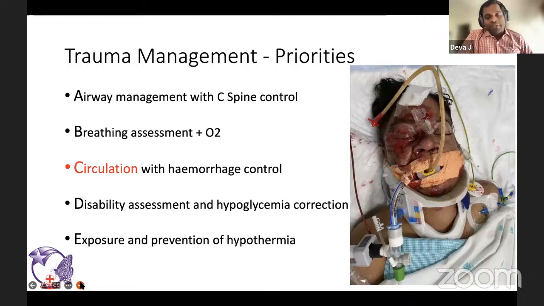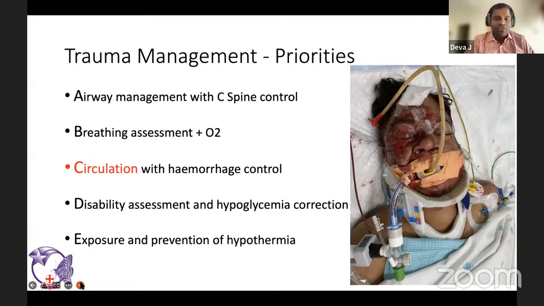So what are the general principles of managing a trauma victim? The general principles are A, B, C, D, E. A is for airway management with C-spine control. Depending upon how the airway is, whether the patient is protecting their airway or not, you make a call whether you can leave them self-breathing or whether they need assisted ventilation with an artificial airway. It's important to immobilize the C-spine with a hard cervical collar, as you can see in this picture. B is for breathing assessment. Assess the breathing just like you would for any other patient: inspection, palpation, percussion, auscultation, and check saturation. And administer oxygen or provide artificial ventilation if the patient needs it.